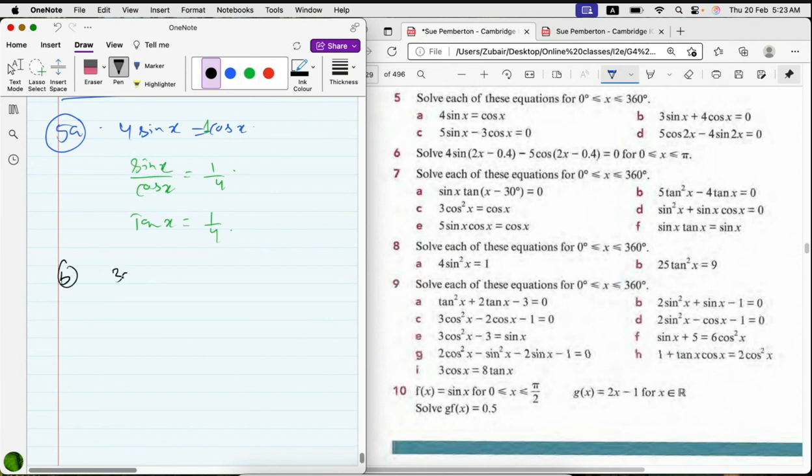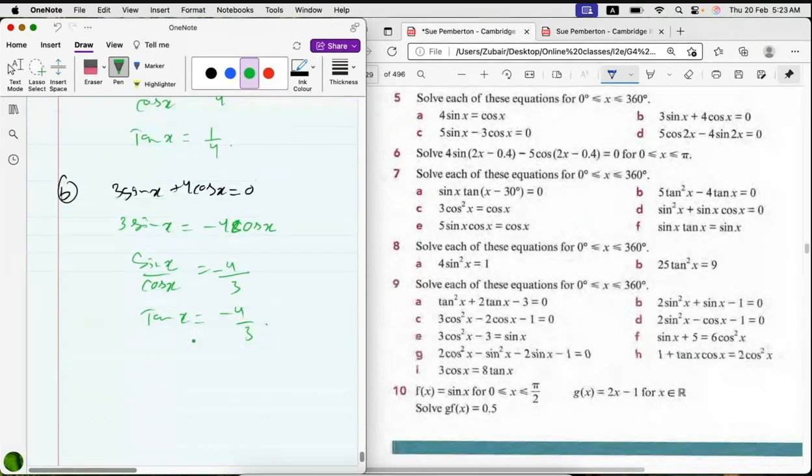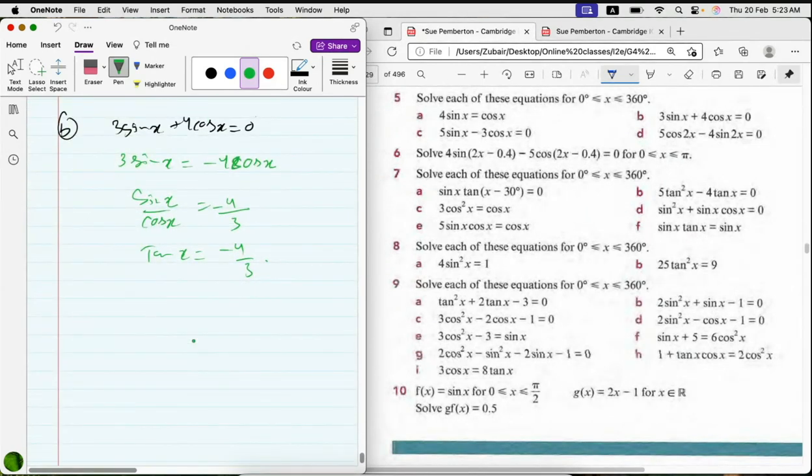B part says 3 sin x plus 4 cos x is equal to 0. This would be 3 sin x is equal to minus 4 cos x. Again, sine over cos. Sin x over cos x on the other side. Minus 4 is already there. 3 goes there. So tan x is equal to negative 4 by 3. We'll solve for this from 0 to 360. Similar way C and D. And same way, sixth part, that is again sine and cos.